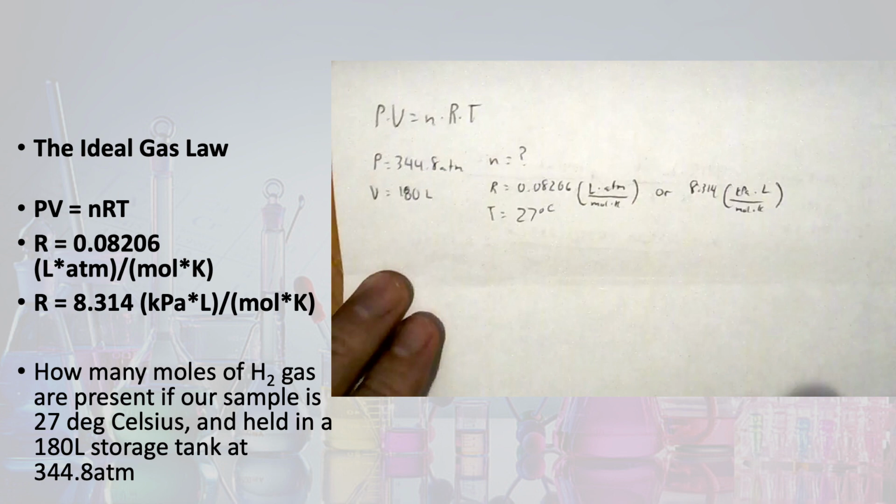Okay, so on to our second example here. In this question, we ask how many moles of hydrogen gas are present if our sample is at 27 degrees Celsius, is held in a 180 liter storage tank at 344.8 atmospheres. Note that this pressure is quite high, right?